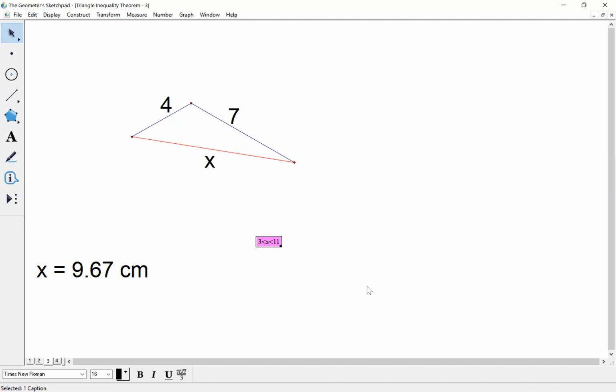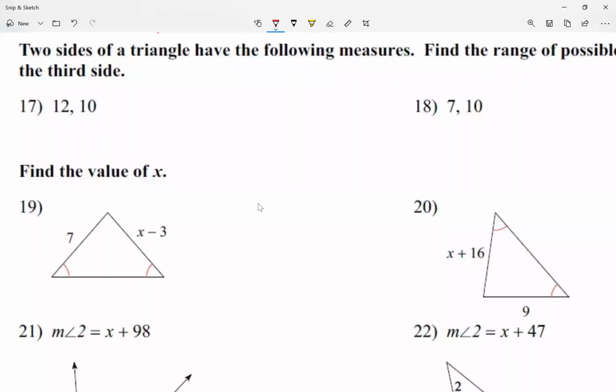All right, so coming back to our homework or our notes here, let's take a look at question number 12. There are two sides. We're going to find the range of the possible third side. So I'm going to call the third side x. I don't know what it is, and it's in between two values. I'm going to say it's in between 2 and 22. The way I came up with the 2 is because I subtracted 12 minus 10. The way I came up with the 22 is because I added. So the third side could be any number between 2 and 22. Not 2 or 22, but anything in between.